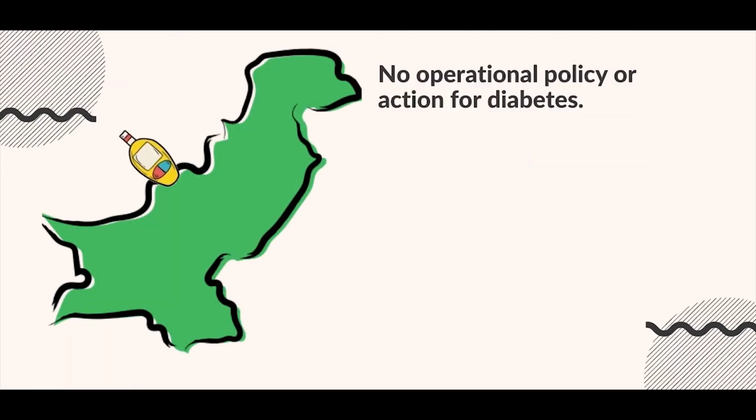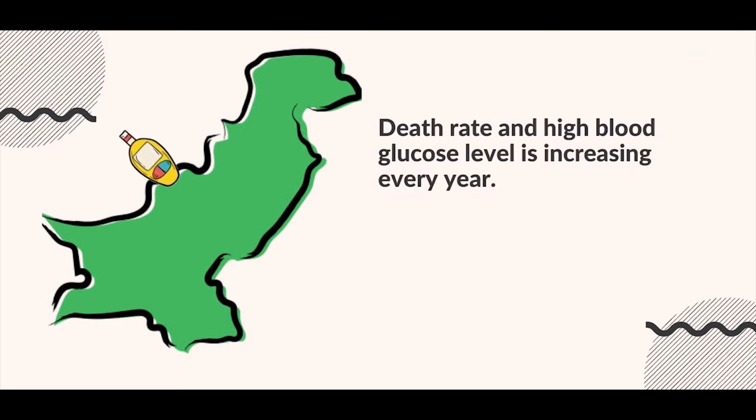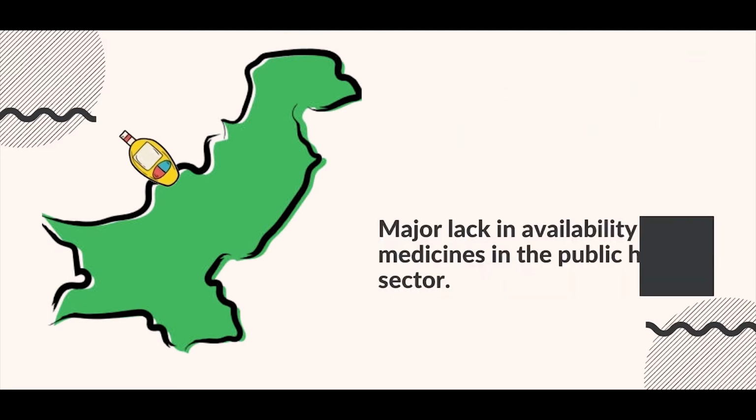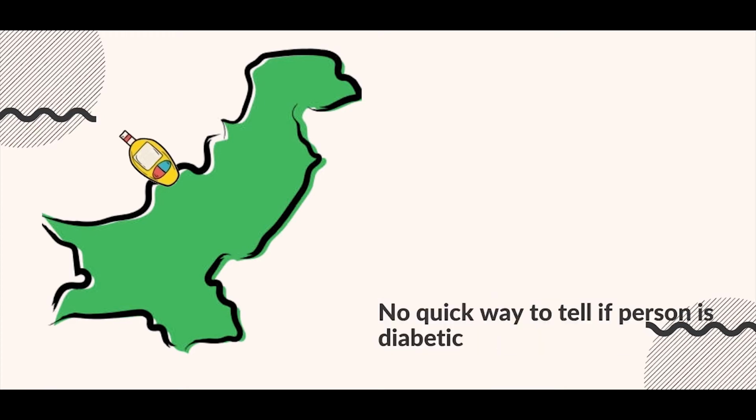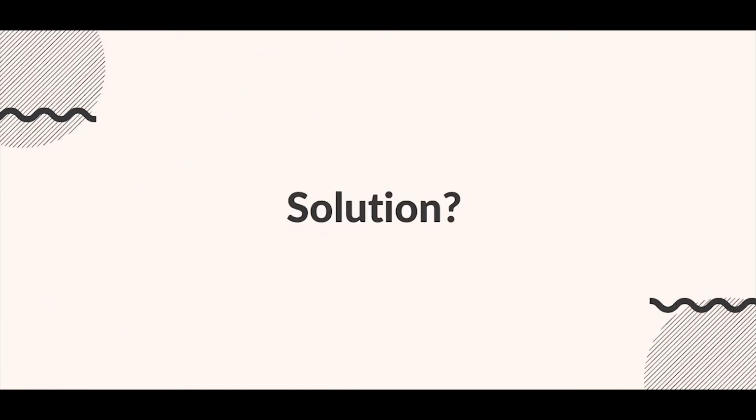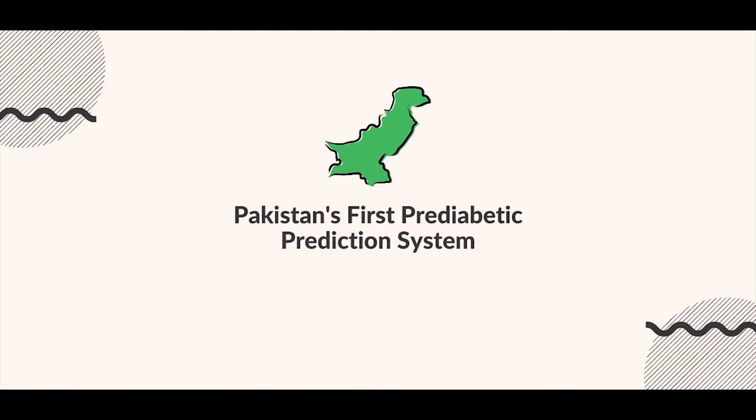There is no strategy, policy, or action plan available to reduce overweight, obesity, and physical inactivity in Pakistan. There is a major lack in the availability of medicines, basic technologies, and procedures in the public health sector. There is no quick way to tell if a person is diabetic. So, solution for it? Presenting you Pakistan's first pre-diabetic prediction system.